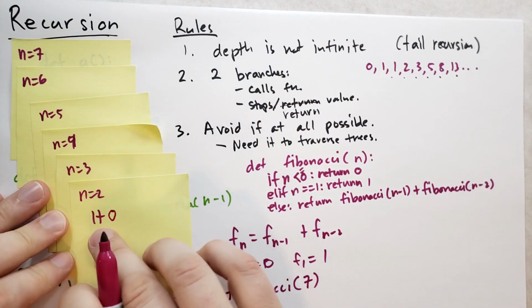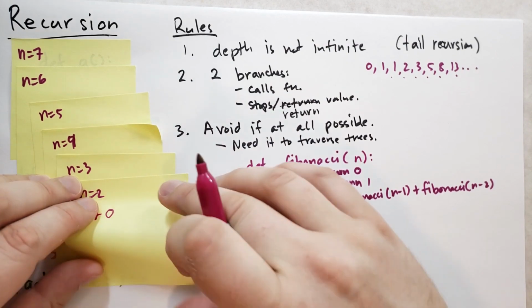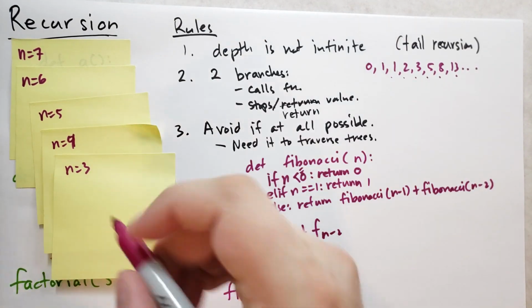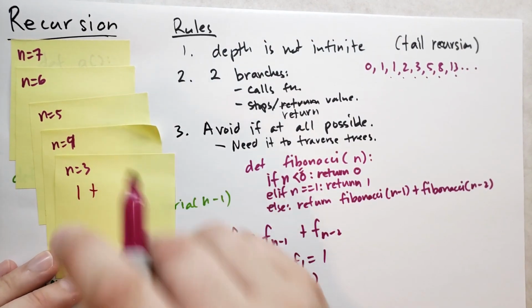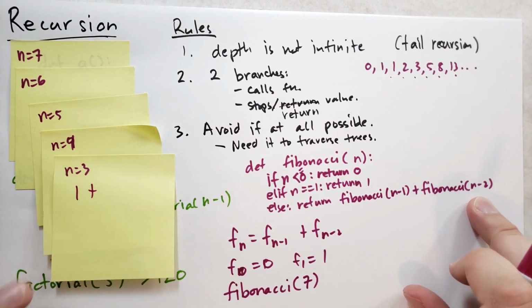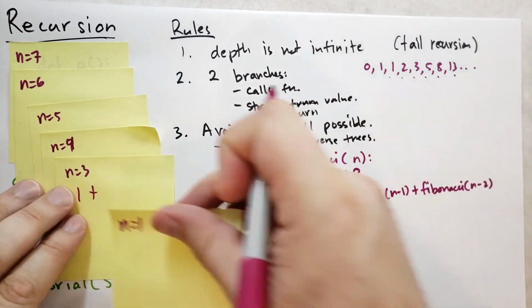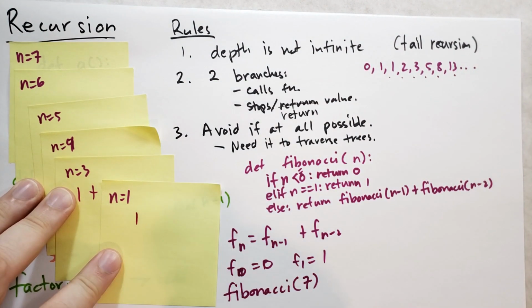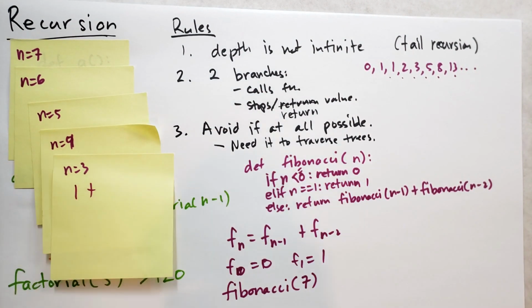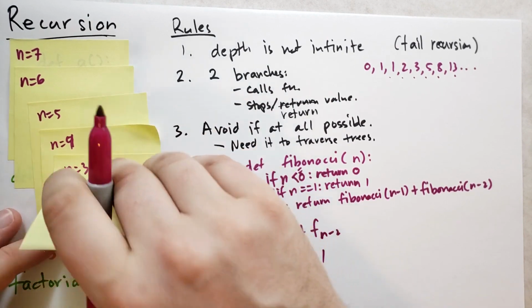So 1 plus 0. N equals 2 is going to return 1 plus 0. So it's going to go up here to n equals 3. And it's going to say, okay, so we have 1. And now it wants the Fibonacci of n minus 2. The Fibonacci of n minus 2 is going to call n equals 1. And this is going to return 1. Okay, so it's going to be 1 plus 1, which is 2.